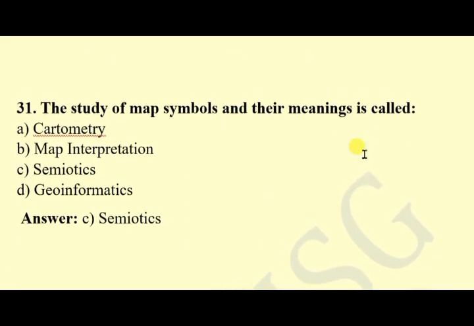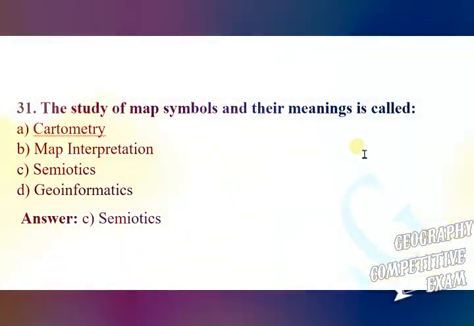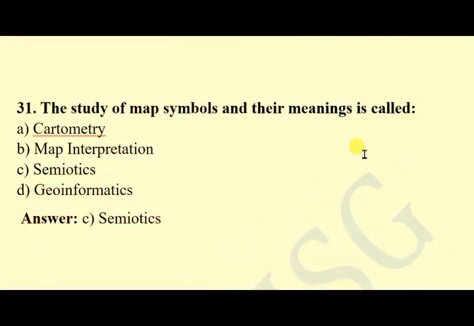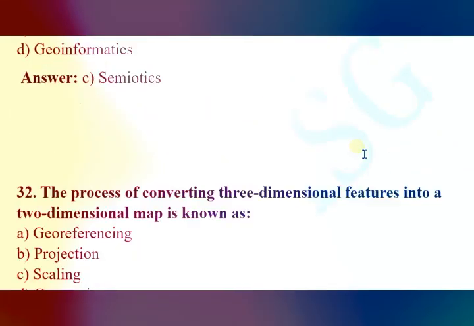Question number 31. The study of map symbols and their meanings is called cartometry, map interpretation, semiotics, geoinformatics. Here the right answer will be semiotics. Means the study of map symbols and their meanings is called semiotics.